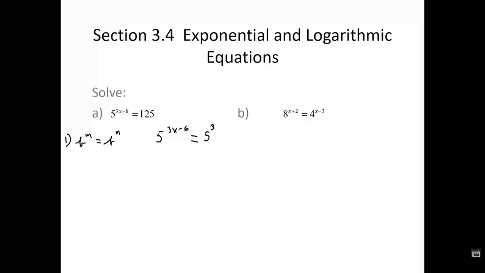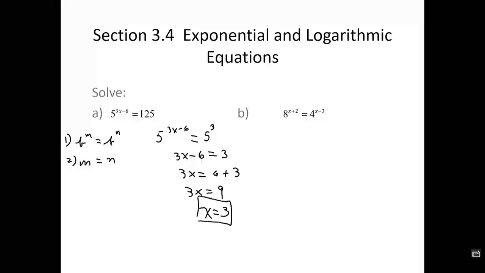Now that we have the same base, we can equate the exponents. In other words, we can say that m is equal to n. So in this case, we have 3x minus 6 is equal to 3. Now let's solve for the indicated variable. Let's solve for x. So we have 3x is equal to 6 plus 3. So 3x is equal to 9. Dividing by 3, we get that x is equal to 3.